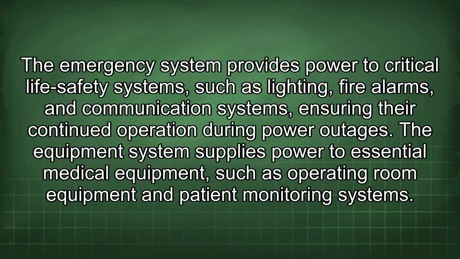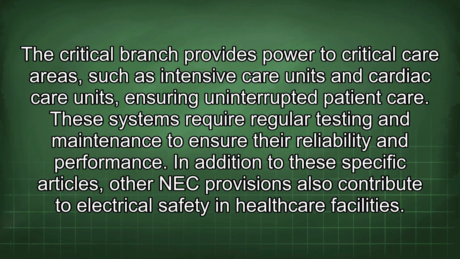The emergency system provides power to critical life safety systems such as lighting, fire alarms, and communication systems, ensuring their continued operation during power outages. The equipment system supplies power to essential medical equipment such as operating room equipment and patient monitoring systems. The critical branch provides power to critical care areas such as intensive care units and cardiac care units, ensuring uninterrupted patient care. These systems require regular testing and maintenance to ensure their reliability and performance.